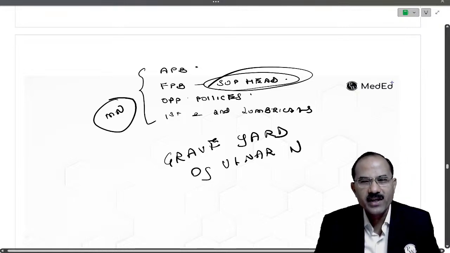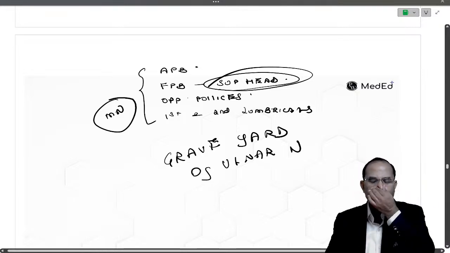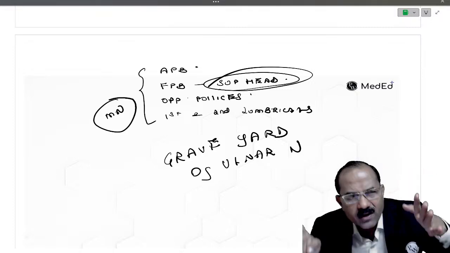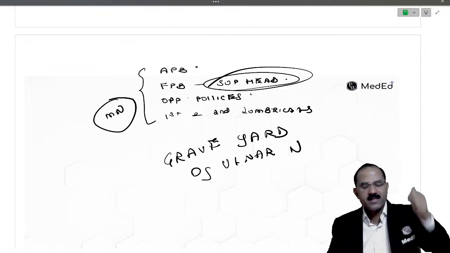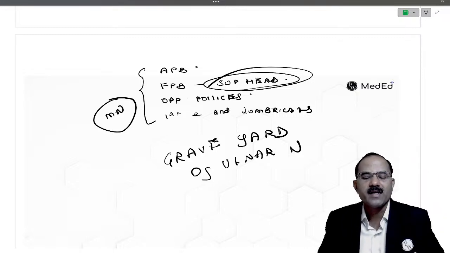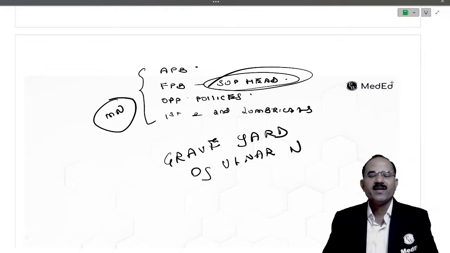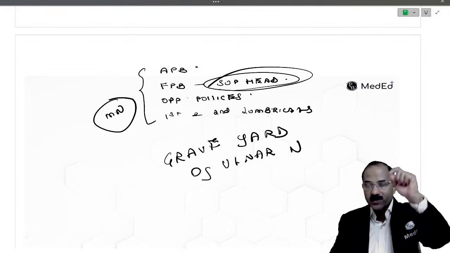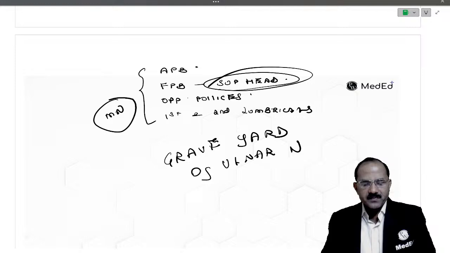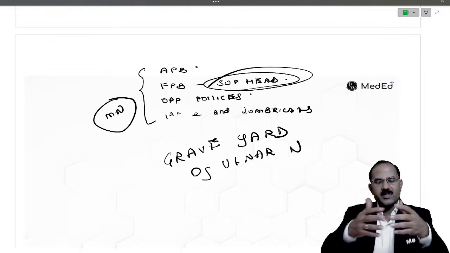Who is this, the graveyard of the ulnar nerve? Any guesses? The ulnar nerve, after supplying these 15 muscles, goes and buries itself in this muscle. This muscle is therefore known as the graveyard of the ulnar nerve. This is the adductor pollicis. Excellent. Very good to all of you. Adductor pollicis is known as the graveyard of the ulnar nerve. Just remember this. So with this, the anterior aspect gets cleared.